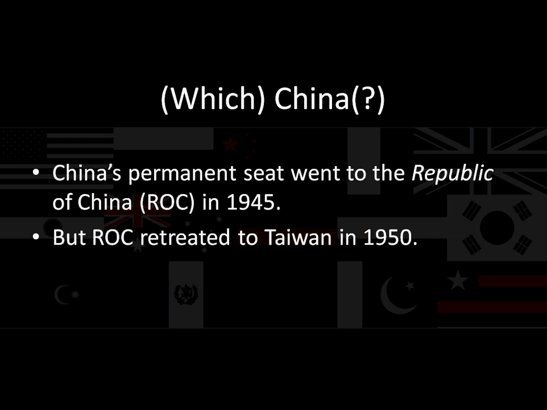Now, at the end of the World War, what happens is China's permanent seat goes to the Republic of China. So in 1945, it's the Republic of China that's sitting on the Security Council. But the Republic of China is the loser of the Chinese Civil War. And that government essentially becomes the government of what we think of as Taiwan today in 1950. Now, the Soviet Union is kind of upset about this because even in 1950, the controller of that veto power, the spot on the Security Council, belongs to Taiwan. It does not belong to mainland China.